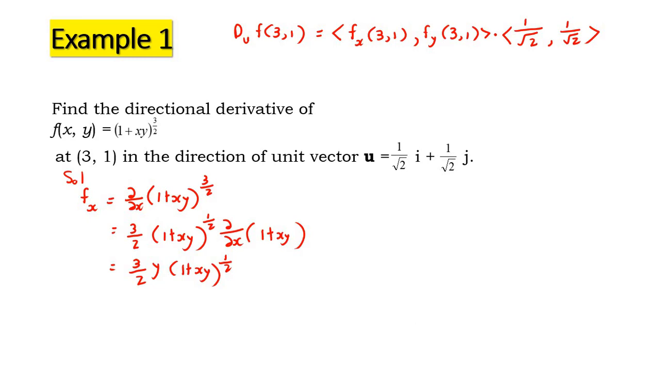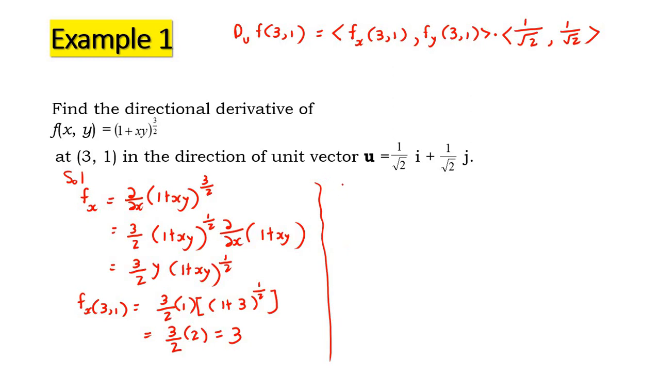And then similarly we can find the fy. We find the fx at the point (3, 1). Fx at the point (3, 1) will be 3 over 2, replace y by 1, x is 3, y is 1. So 3 times 1 is 3, plus 1 is 4, power half, which is 2. So 3 over 2 times 1 times 2, that's why fx(3, 1) we get the answer is 3.